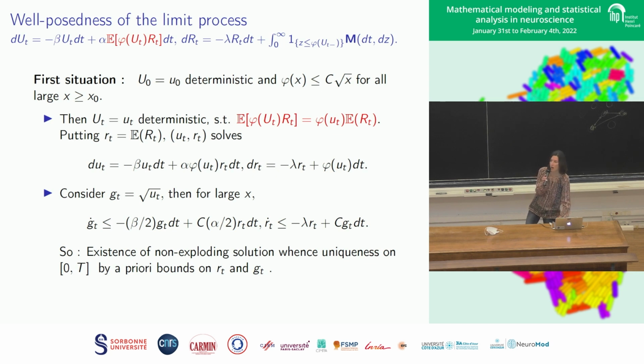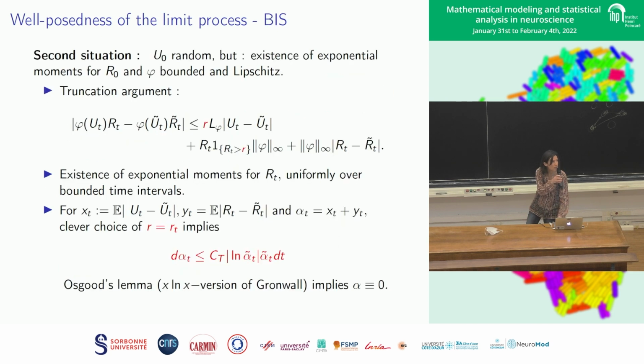So this is under the strong assumption that U_0 is deterministic. If it's not, we still can do things. Just to show you: if U is random initially, then it stays random because of this initial randomness. But if we suppose that we have exponential moments for the initial calcium, and if phi is bounded, which is not completely unnatural, then you can use the usual truncation argument.